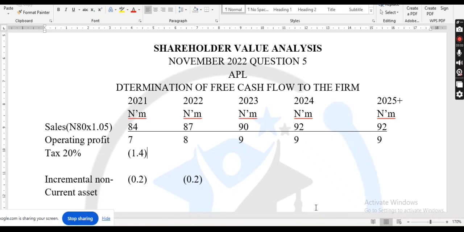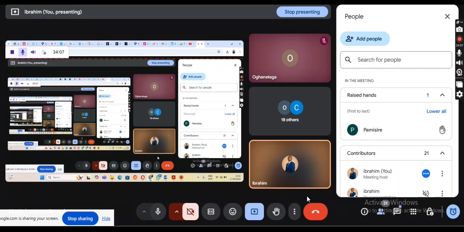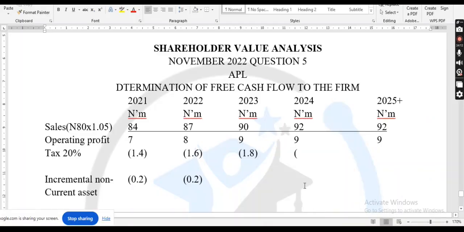Next. 1.6. Next. 1.8. Next. 1.8. Next. It's also 1.8. So what is the profit after tax?